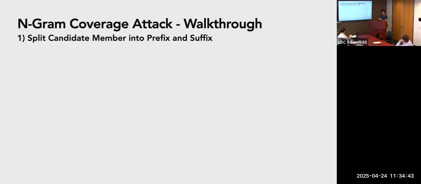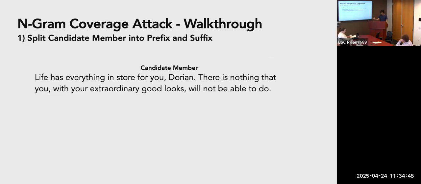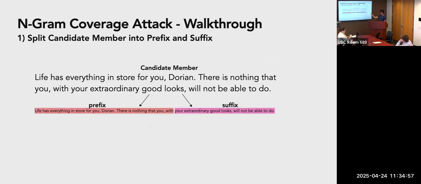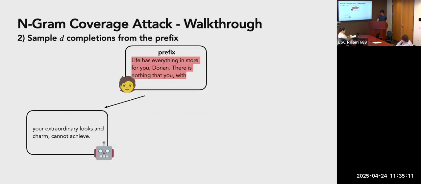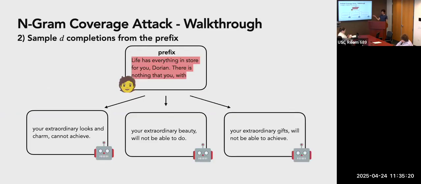Okay, now I'll just quickly go through an example of how this works, maybe it's helpful for people. Let's say we have this candidate member. This is from Dorian Gray, a famous book. We're going to split this into 2 sections, a prefix and a suffix, which are denoted in these 2 colors. That's step 1. Now, step 2, we're going to use this as our input to our language model. We're going to sample multiple generations. And these are all real, by the way. These are from GPT-4o. So we're going to obtain D completions. In this case, D equals 3.